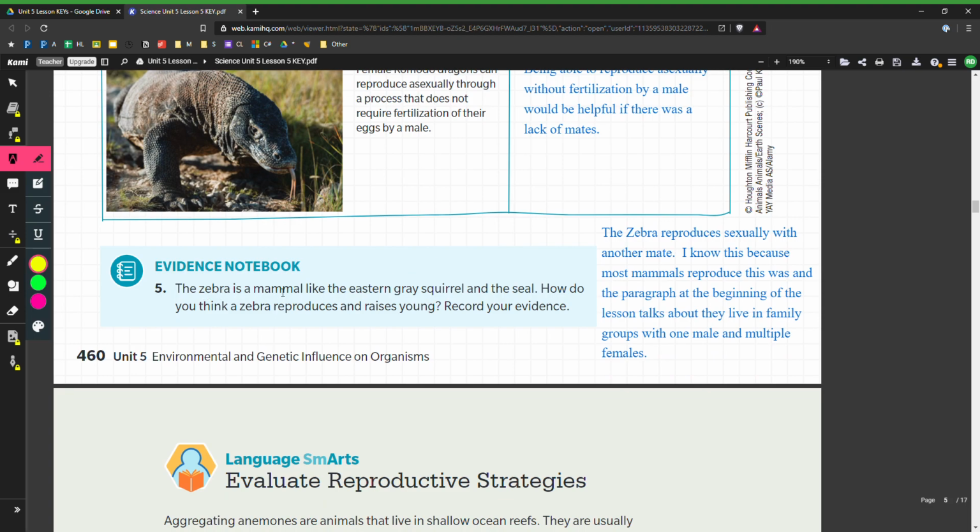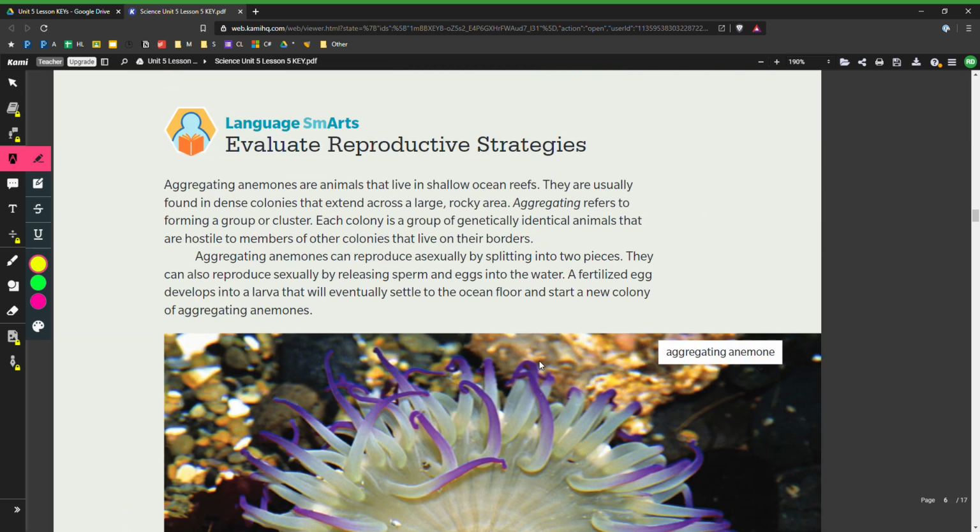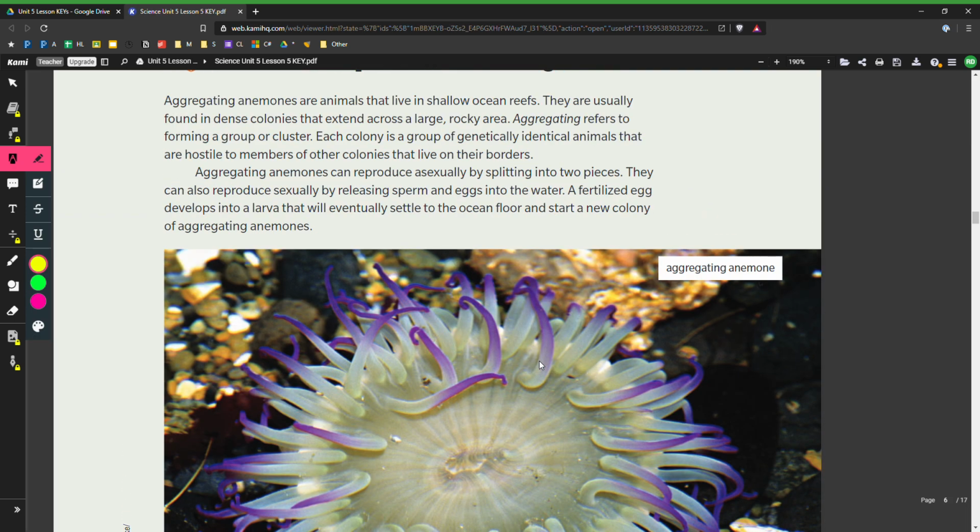The zebra is a mammal like the eastern gray squirrel and the seal. How do you think a zebra reproduces and raises its young? So I know all of these things: mammals, gray squirrels, seals. Generally, they are reproducing sexually. And it talks about how another way that I know that they reproduce sexually is it said at the very beginning that males live in groups of families with multiple females. So I'm just assuming that's what's happening from that. I'm inferring. So, evaluating reproductive strategies.